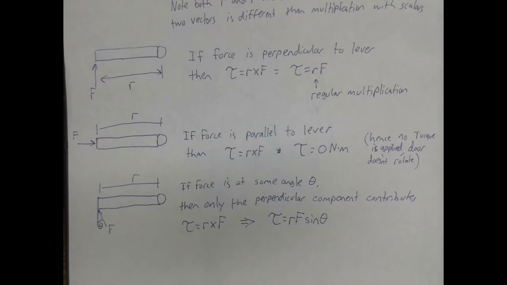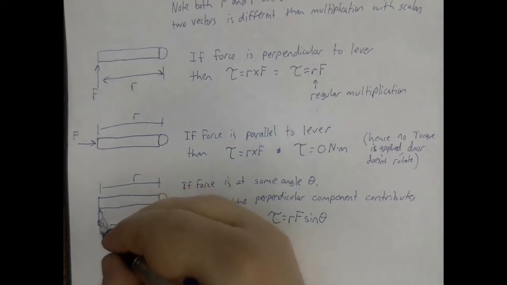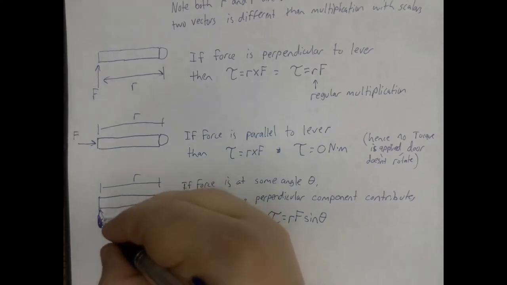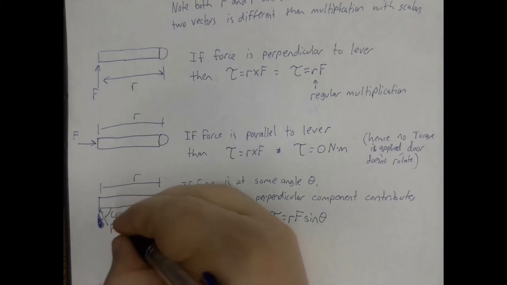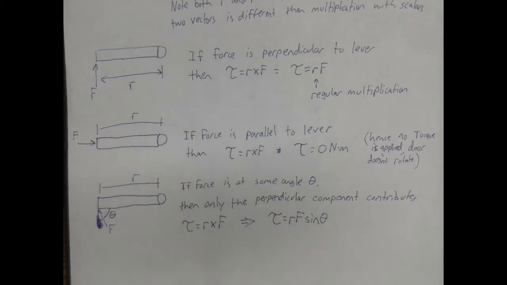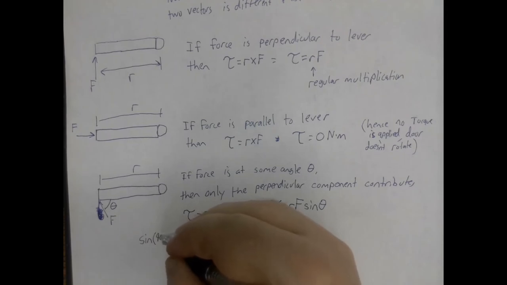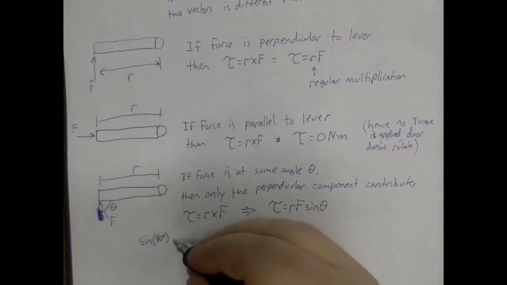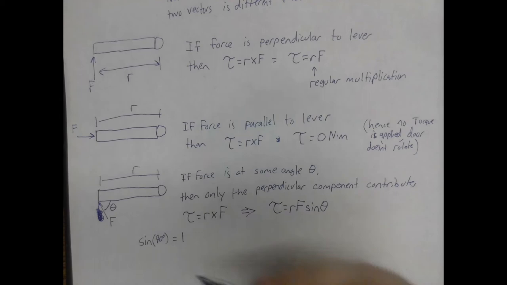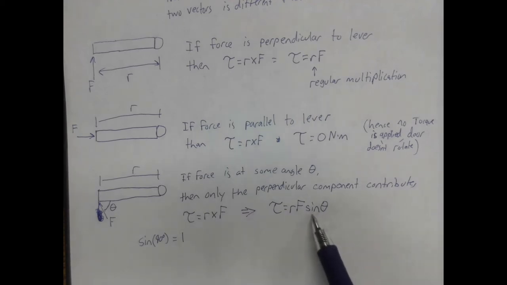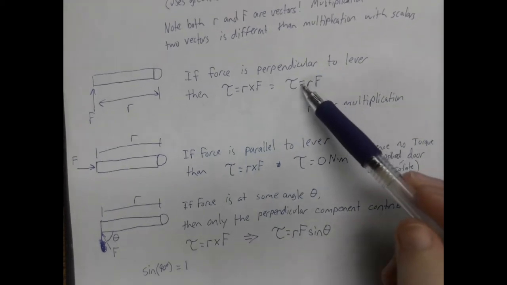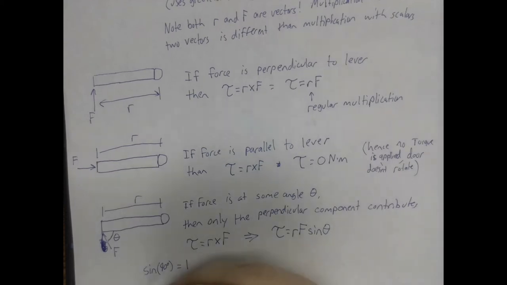Yeah, I drew this wrong. The theta should be here. Because sine of 90 degrees, so if this angle was 90 degrees, sine is equal to 1. So sine equal to 1, we get this. That's just R times F.